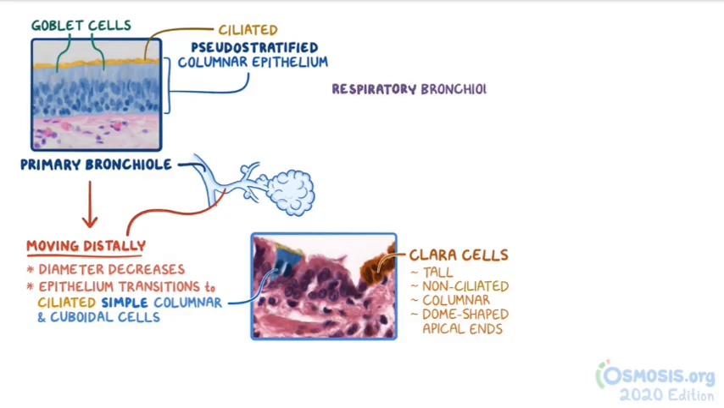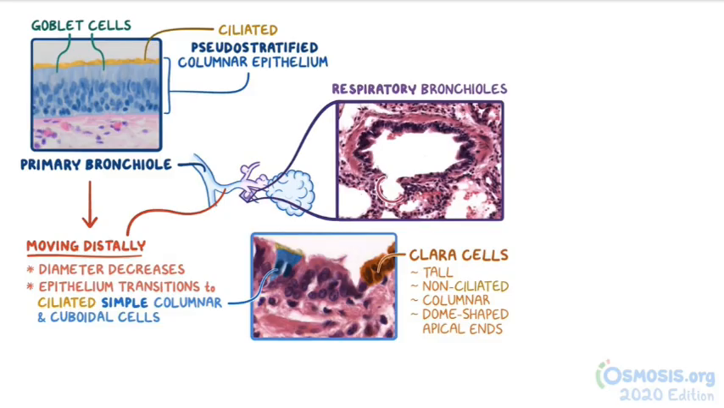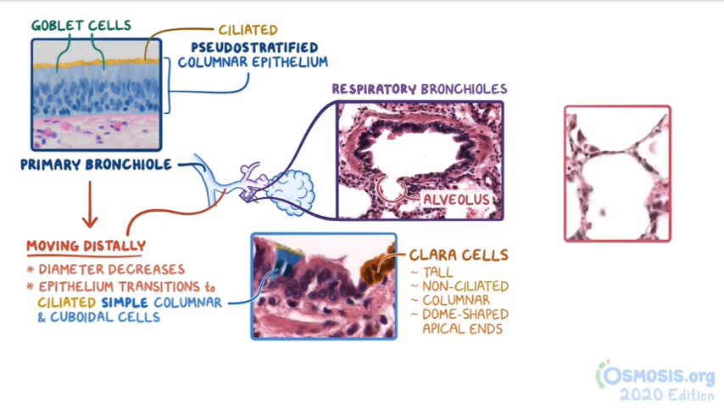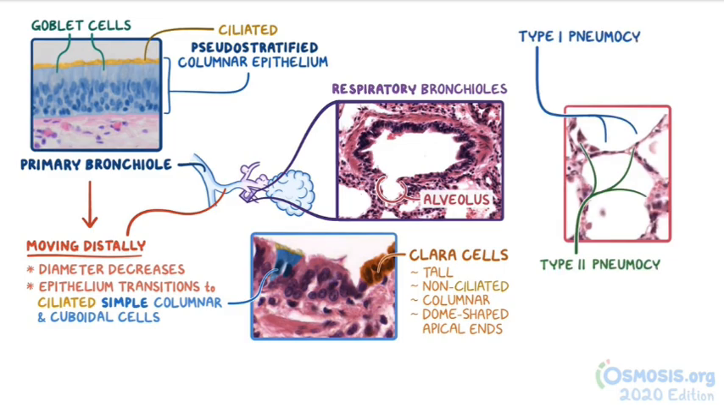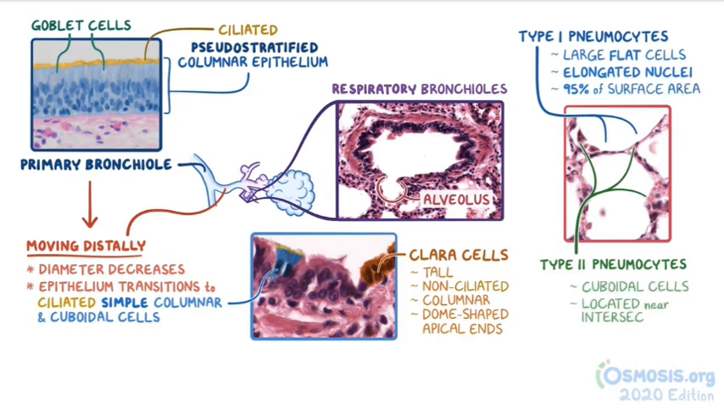The respiratory bronchioles have a similar composition as the terminal bronchioles, except that they have a smaller number of single alveoli in their wall. The alveolar surface epithelium is made of type 1 and type 2 pneumocytes. Type 1 pneumocytes are large flat cells with elongated nuclei that compose about 95% of the surface area. Type 2 pneumocytes are cuboidal cells located near the intersections of the alveolar septums and will be hyperplastic when there's alveolar injury.